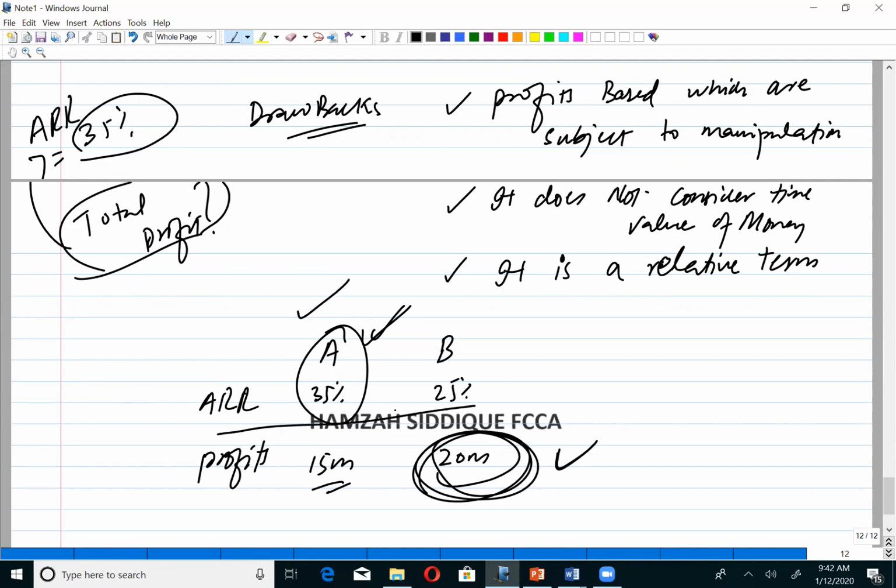So ARR is a relative term. It is not telling about the size of the project. How big is the project? It is not telling anything.